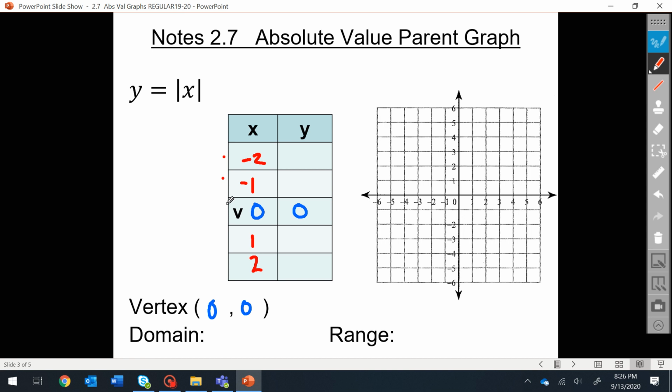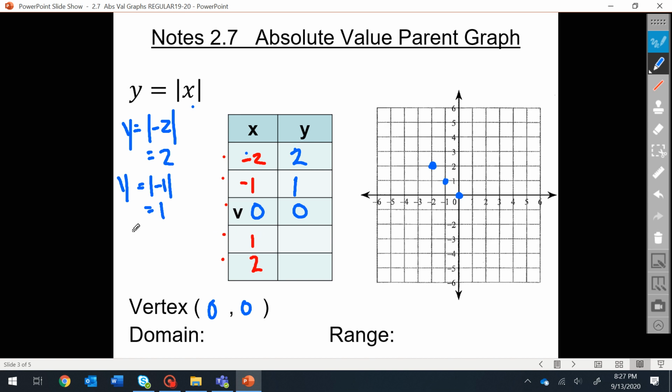So we've got 5 x values here. For each one of them, we need to evaluate the y value. (0, 0) is already done, but for the rest of them, we need to plug each x value into the equation to get the corresponding y value. For y equals the absolute value of -2, that would just be 2. So our first ordered pair would be (-2, 2), which is right here. We'll do the same thing for -1. y equals the absolute value of -1, which is 1. So our next ordered pair would be (-1, 1). We already have the vertex (0, 0).